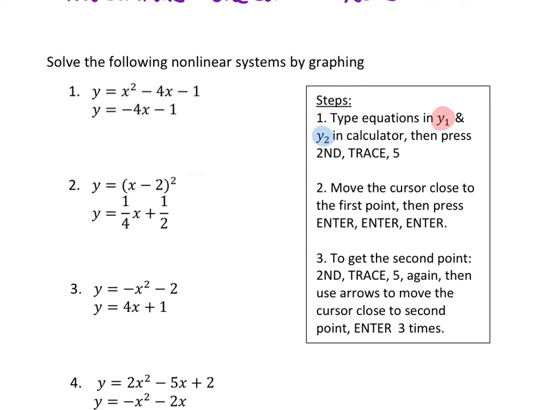Then we're going to press the following buttons. These should be your favorite buttons today. Second trace 5. Second trace 5 are going to be your favorite buttons today because they're going to help you find the intersection. That's what the option 5 is on the trace screen. Once we have done that, we'll have a picture that we're looking at. We're going to move the cursor close to the first point and then press enter, enter, enter. And then we'll have to repeat all of the second trace 5 buttons and move the arrow to the second point and press enter another 3 times. Now this makes no sense until we actually try it. So let's try this together.